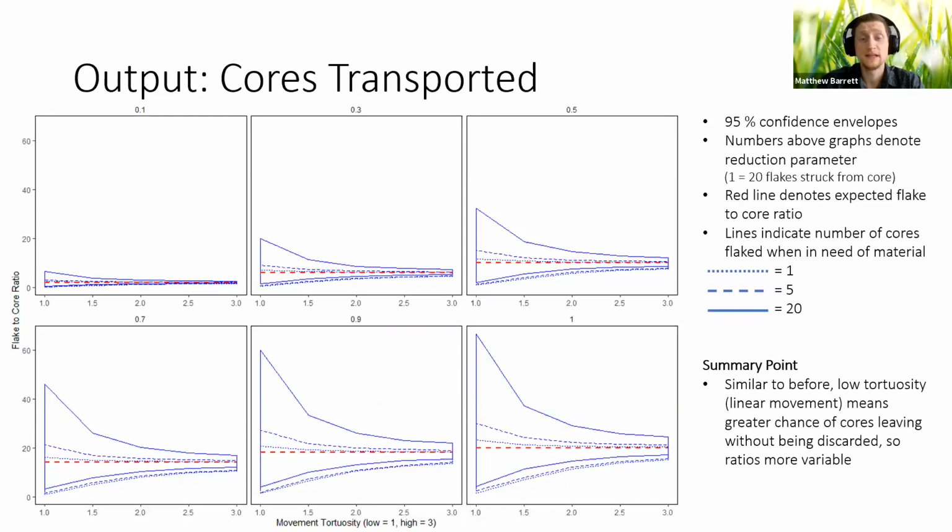So similar to what we saw with flake movement, tortuosity is controlling the variation in flake core ratios around an expected value. Lower tortuosity or more linear movement produces more variable ratios, since cores have a higher chance of leaving the window without being discarded. Producing more cores when in need of material also contributes to the variation, since all cores are flaked at once, so then more flakes are being discarded, therefore increasing the flake core ratio. And this is especially in lower tortuosity settings, when cores have a greater chance of leaving the window before being discarded.